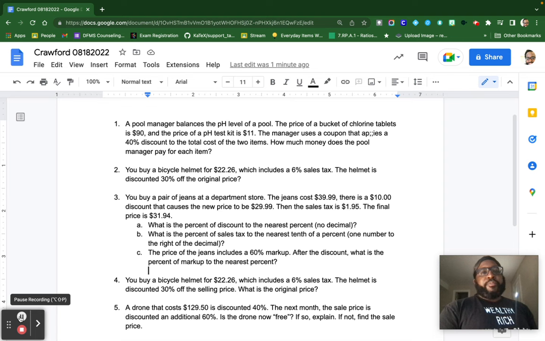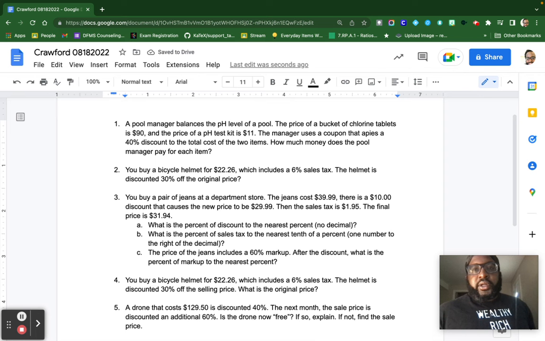A pool manager balances the pH level of a pool. The price of a bucket of chlorine tablets is $90, and the price of a pH test kit is $11. The manager uses a coupon that applies a 40% discount to the total cost of the two items. How much money does the pool manager pay for each item?